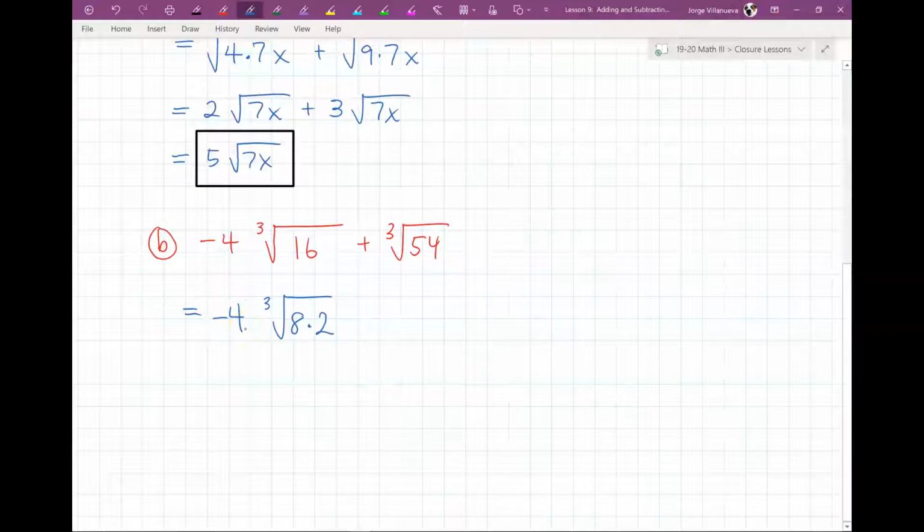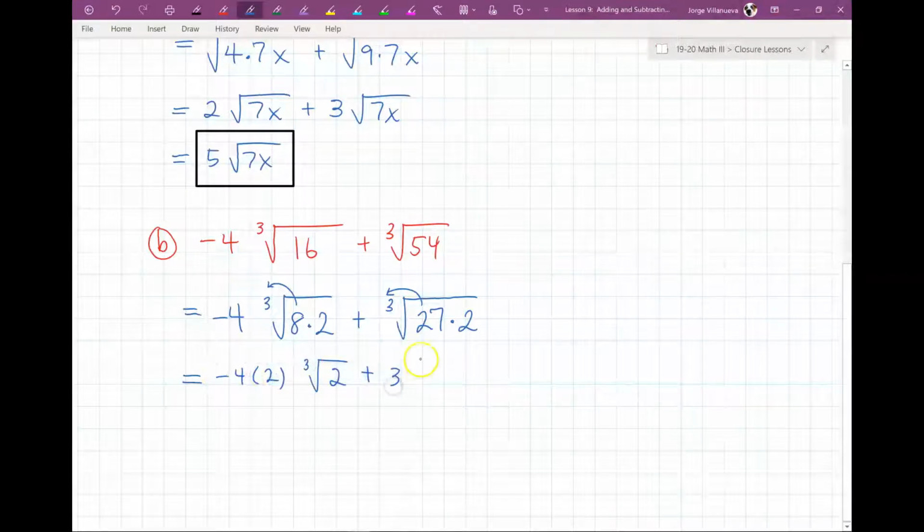8 has a nice cubed root. Now 54 is 27 times 2, and 27 has a nice cubed root. It's 3. So this 8 will come out, and this 27 will come out. The 8 comes out and becomes a 2, so it's a negative 4 times 2 cubed root of 2 plus a 3 cubed root of 2. Let me simplify real quick. That's negative 8 cubed root of 2 plus 3 cubed root of 2.